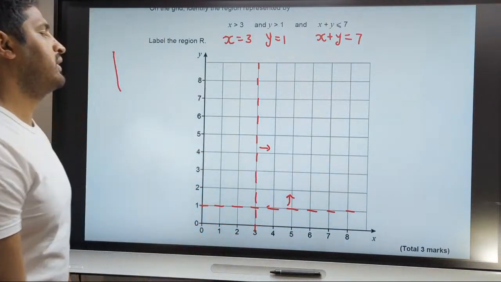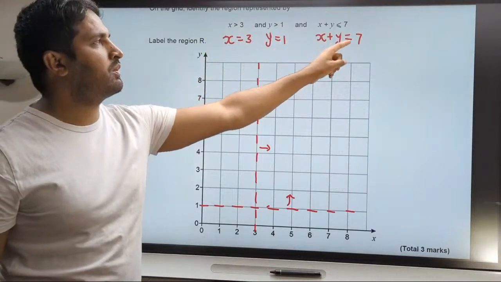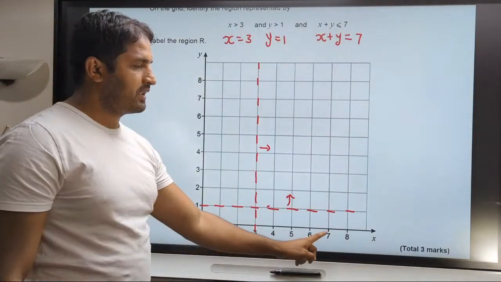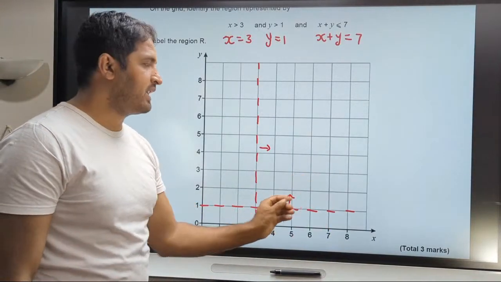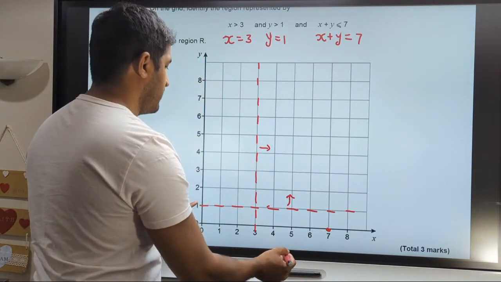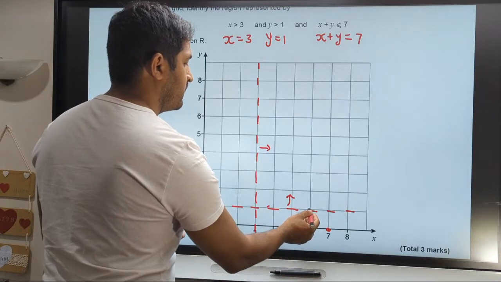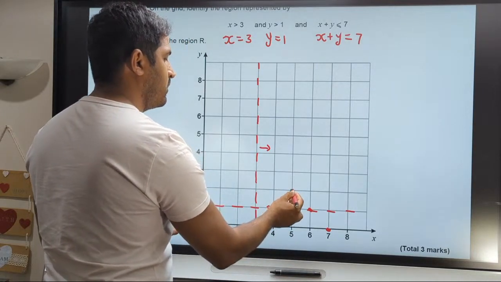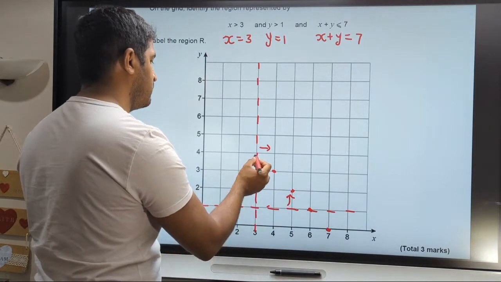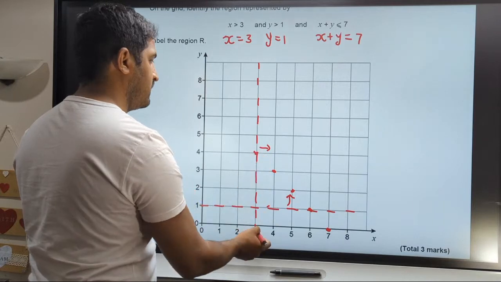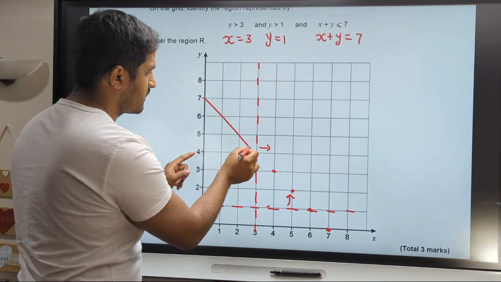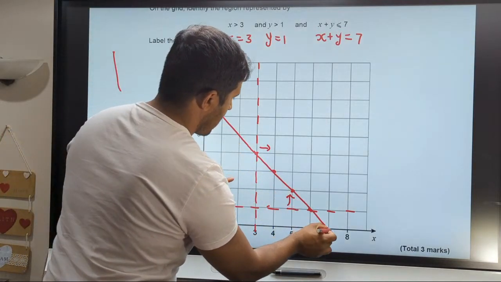And then the last one is x plus y equal to 7. When you add the x value and the y value, that should add up to 7. So when x is 7, y has to be 0, because x plus y gives you 7. When x is 6, y is 1. When x is 5, y is 2. When x is 4, y is 3. When x is 3, y is 4, and so on. So we're looking to draw that straight line joining the points where x plus y equals 7.